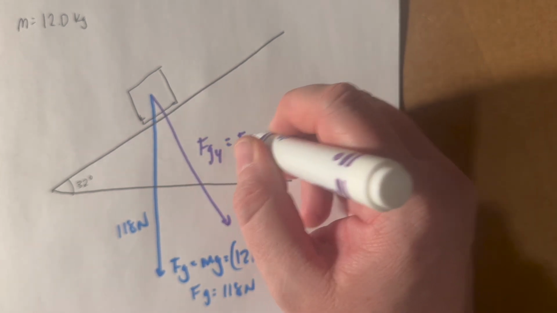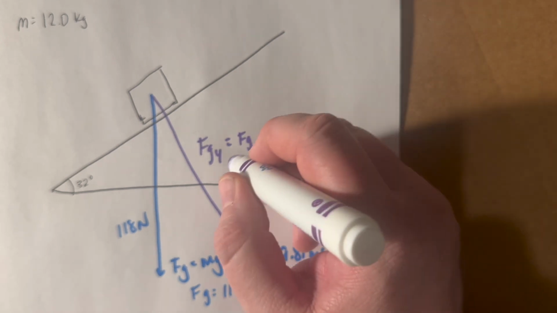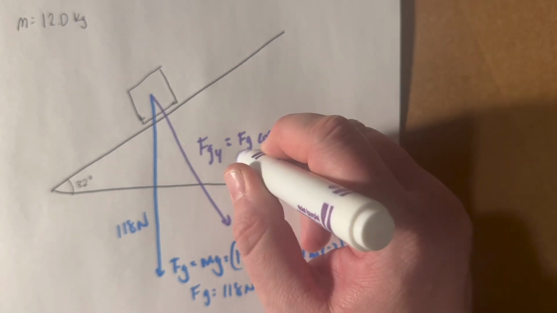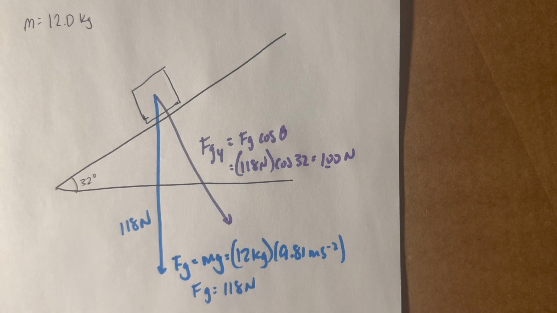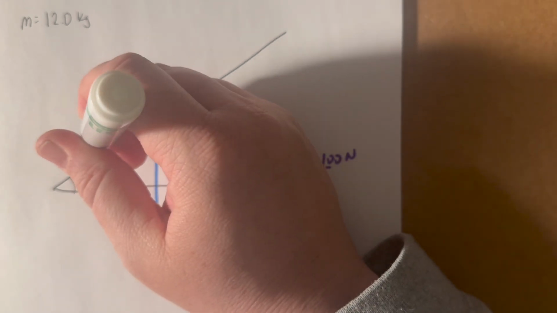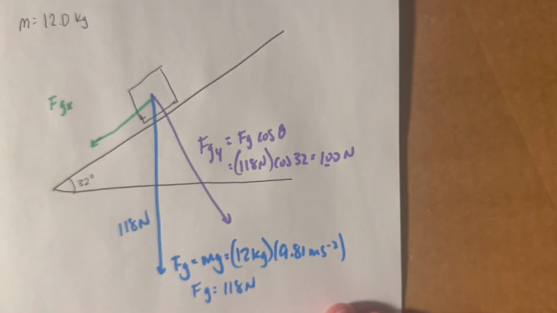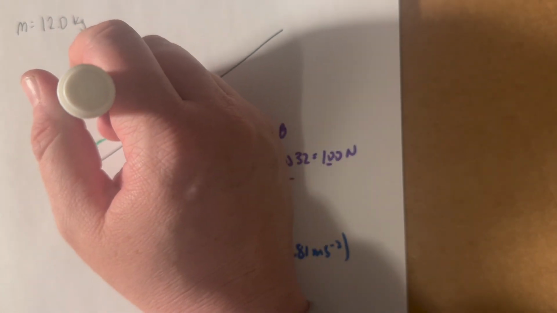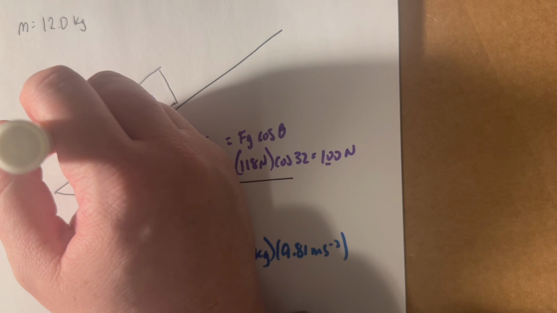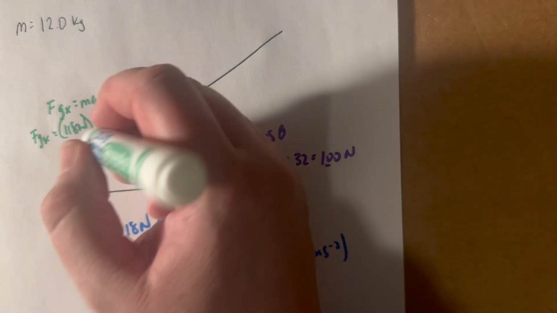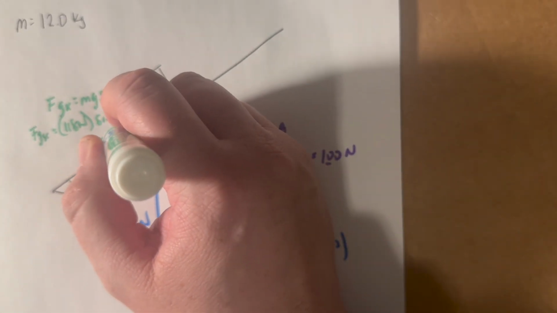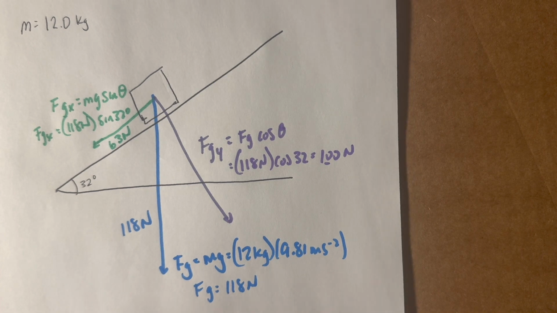And that will be equal to the 118 times the cosine of theta. So 118 newtons times the cosine of 32. And when we do that, it gives us 100 newtons. We'll keep a couple of sig figs there, so 100 newtons. And then we do the same thing in the x direction. Fg in the x direction is equal to force of gravity times sine theta. So we'll take our 118 newtons times the sine of 32 degrees. When we do that, we end up with 63 newtons. And that's how gravity is affecting the box down the ramp.